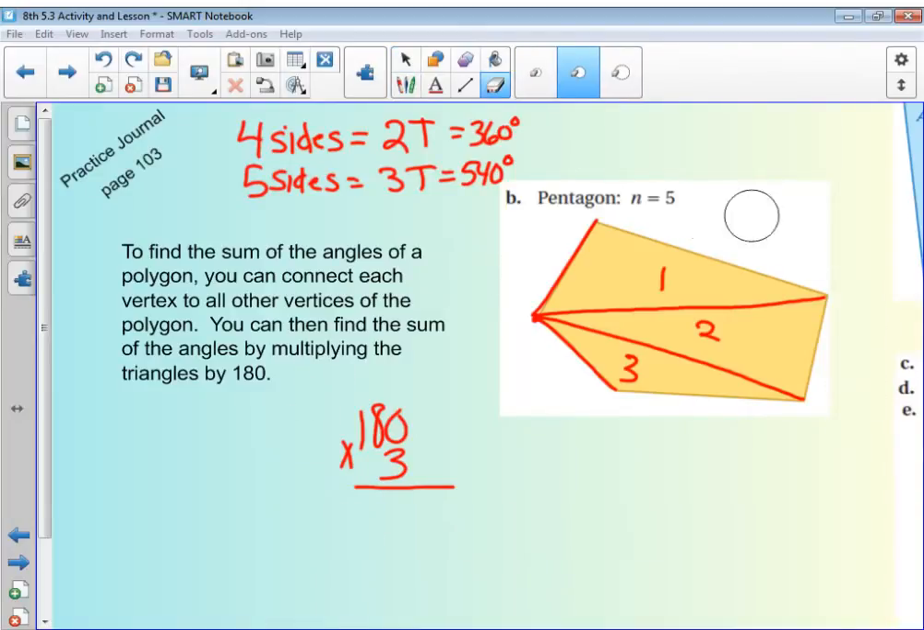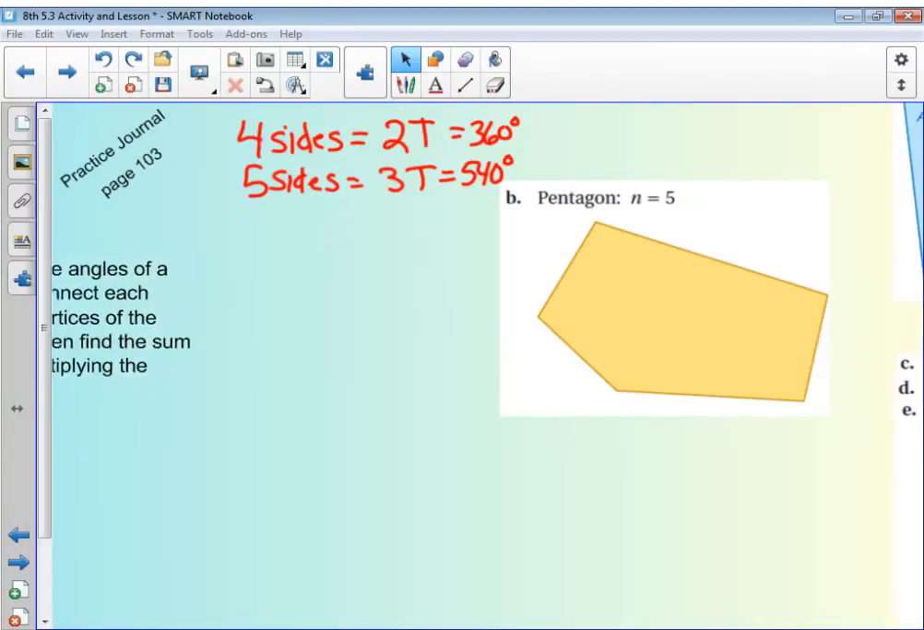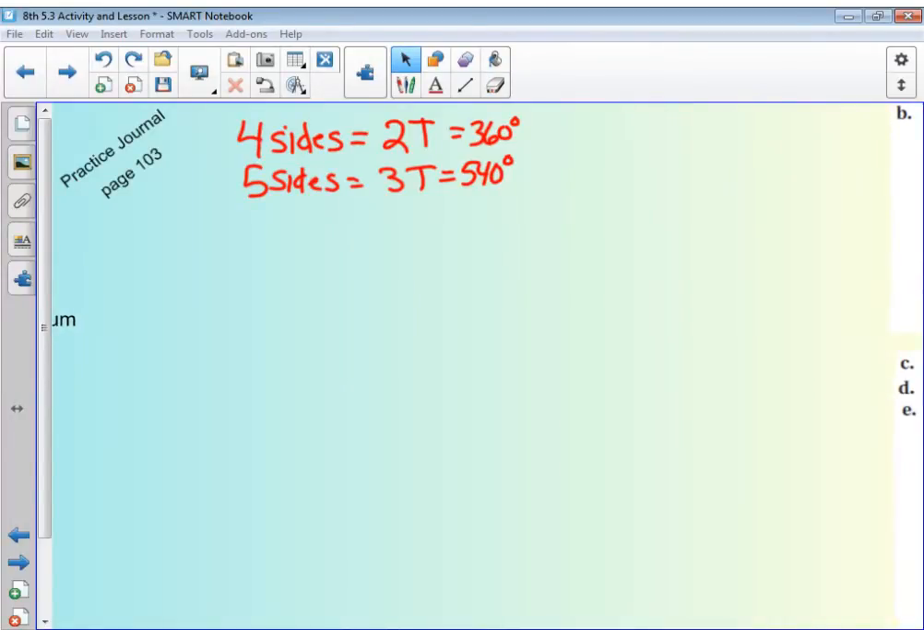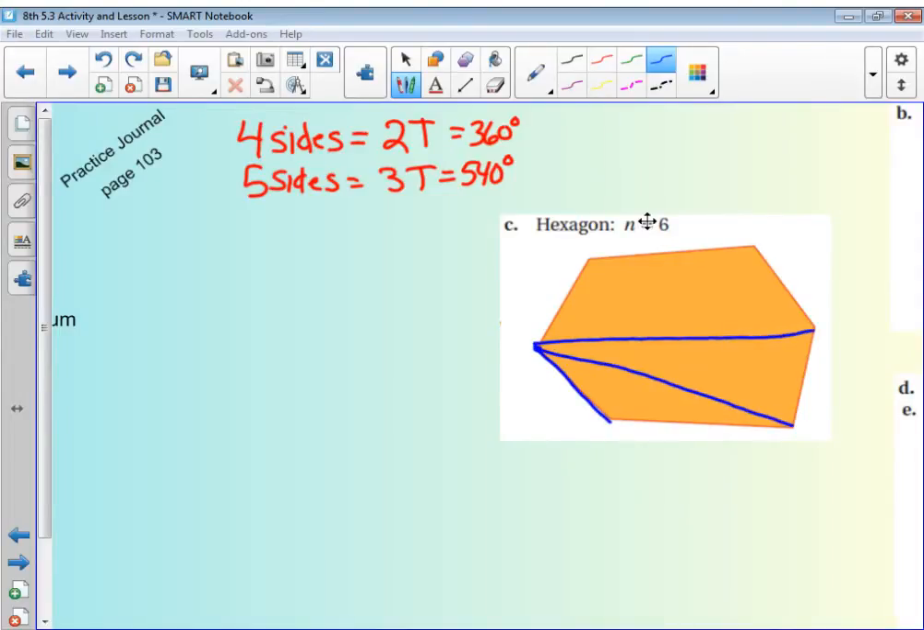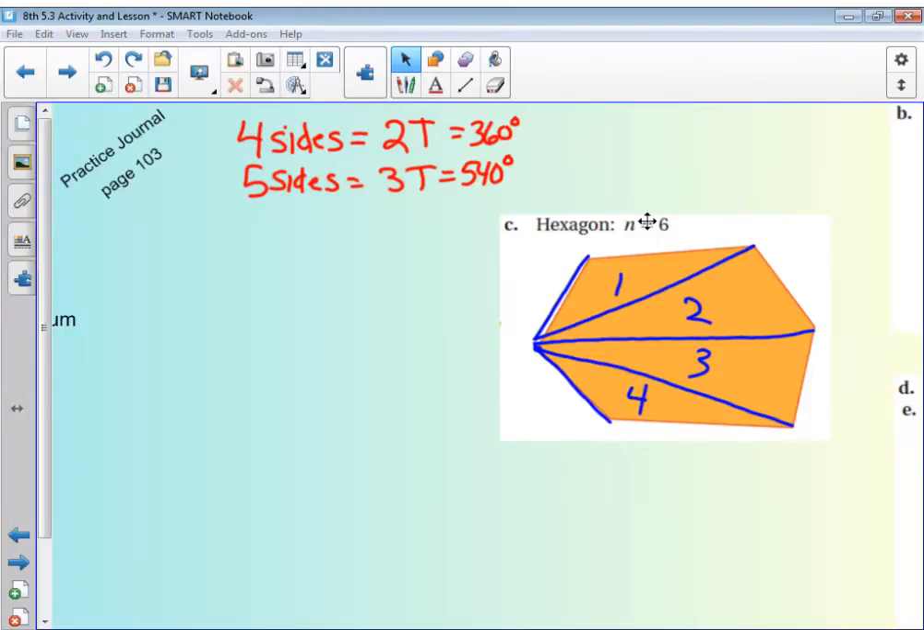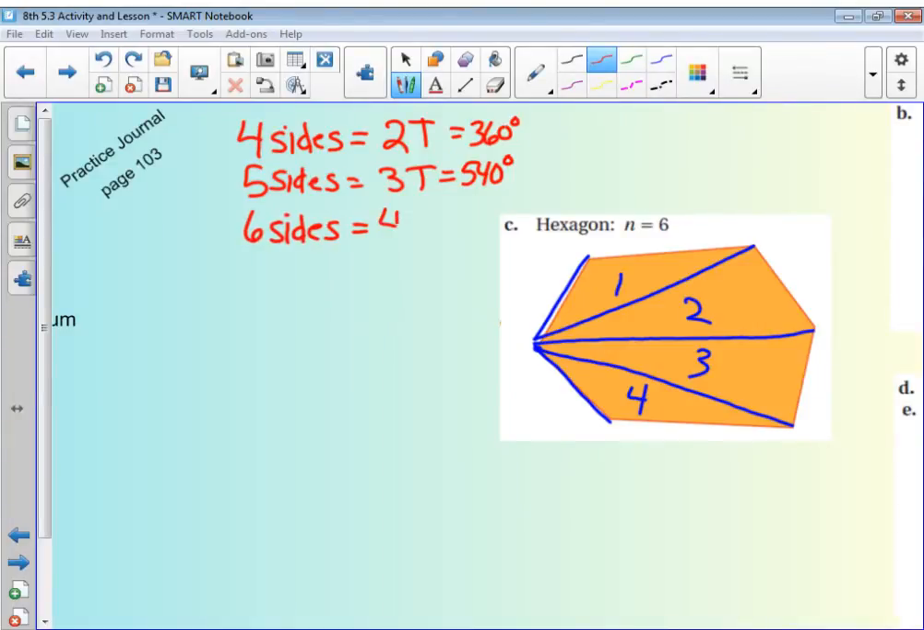Okay, so let's check letter C here. So letter C, we have a 6-sided figure. So if we do our connecting, okay, already connected. And then we're connected there. So we have 1, 2, 3, 4 triangles. So this time I have a 6-sided figure. And that gave us 4 triangles, which if I take 180 times 4, it's going to give me 720 degrees.